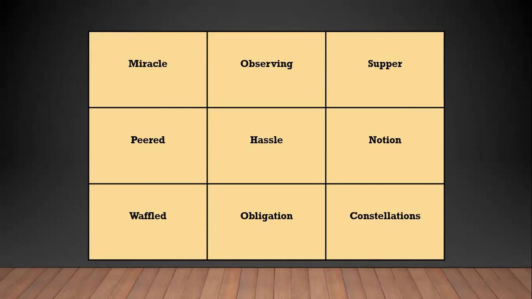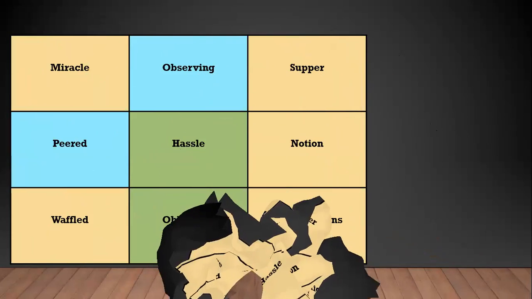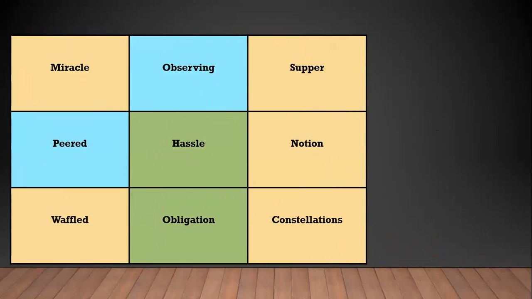You're then going to write in 9 or 16 of your words, any of the words at all. And what I'd like you to do is I'd then like you to try and pair or group some of your words, and you can group them in any way that you'd like. So an example, I've grouped peered and observing. I've then grouped hassle and obligation.